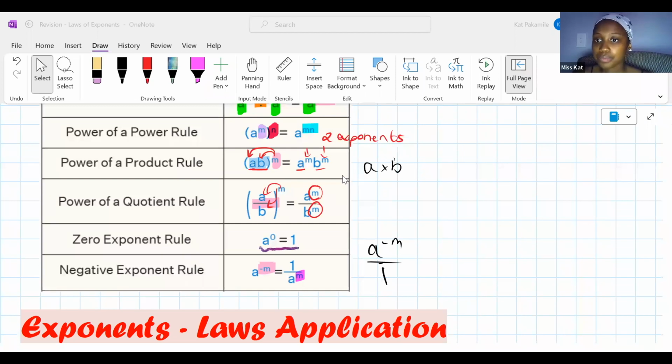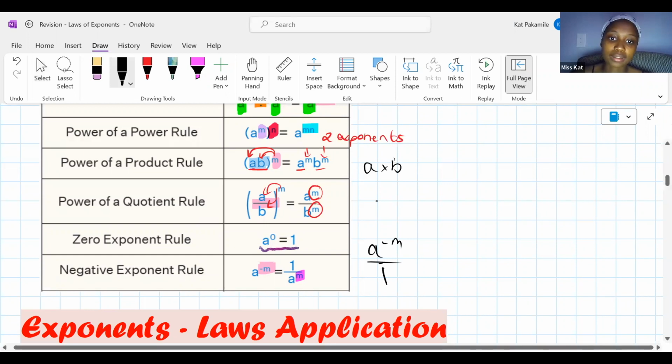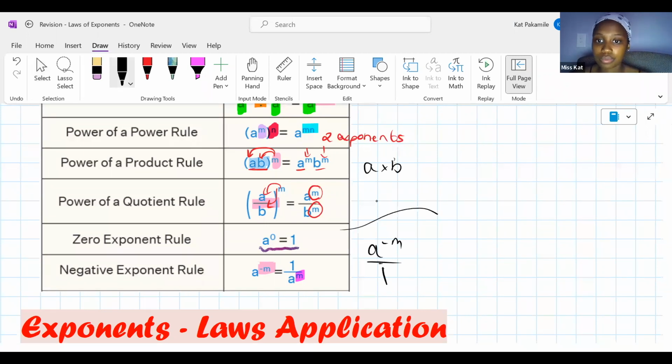Beautiful. Okay, so I'm going to ask you again. Would this rule apply to 2a cubed b squared c to the power of 0? What do I do over here?